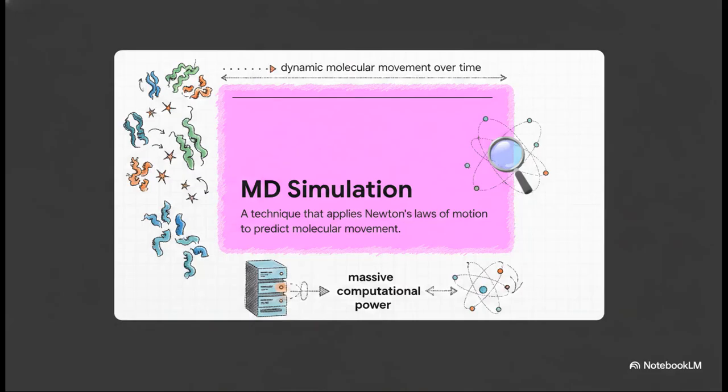To give it a formal definition, molecular dynamics simulation is a computer-based technique that predicts dynamic molecular movement and interactions at the atomic level over time. Really, this is our ultimate tool for observing how biomolecules actually behave out in the real world. We use this to see exactly how proteins fold, or how drugs physically dock into their target sites. We aren't just guessing anymore, guys. We are predicting actual atomic movement using massive computational power.